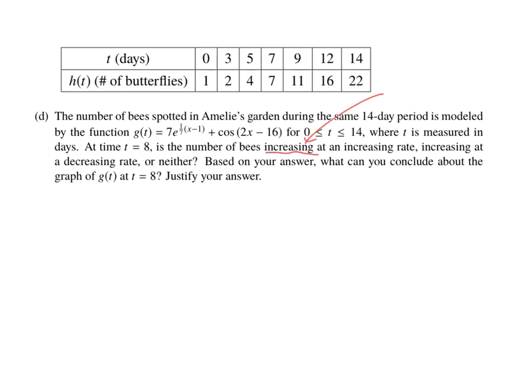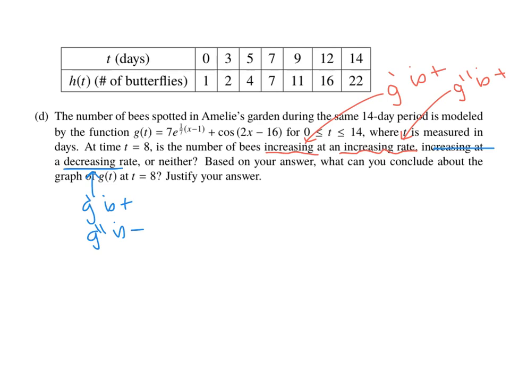increasing, we can find if the derivative is positive. Increasing at an increasing rate is going to occur if the second derivative is positive. And then the second situation would occur, it would be increasing at a decreasing rate, if the derivative was positive and the second derivative was negative.